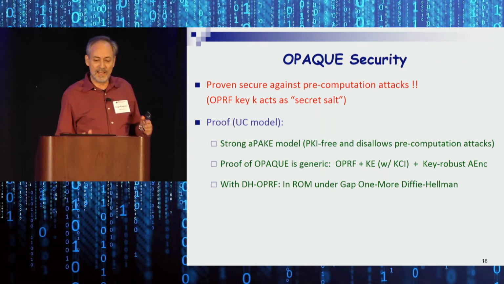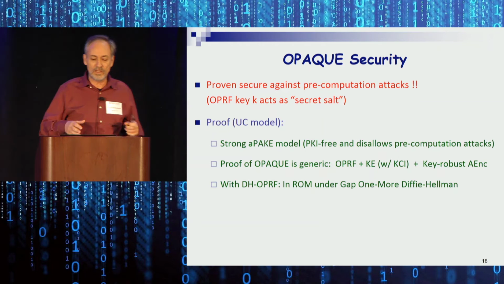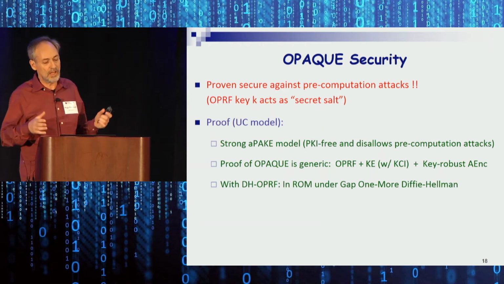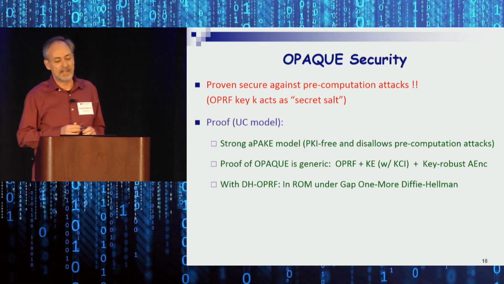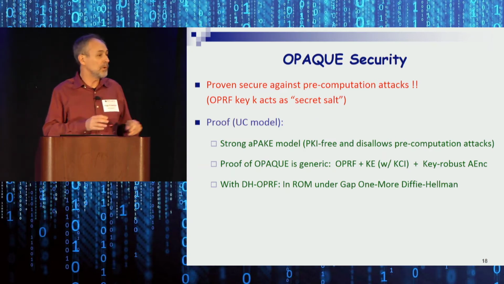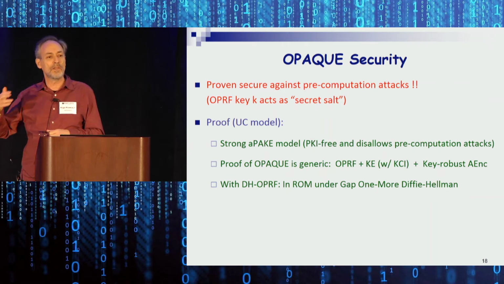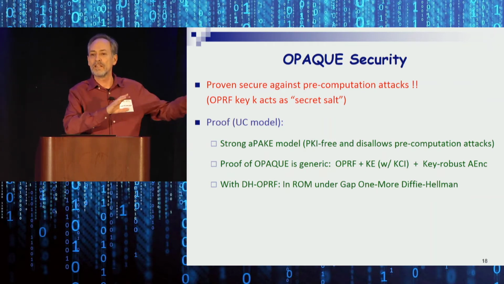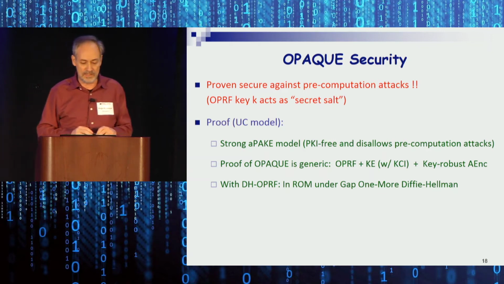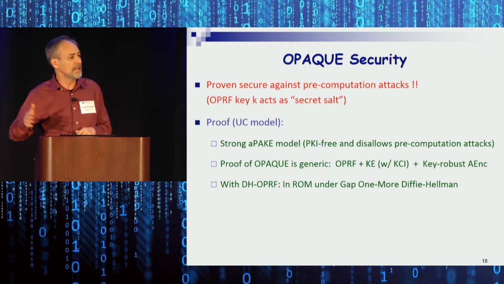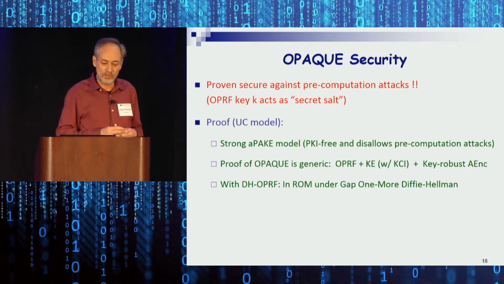About OPAQUE security, well, we proved security in a strong OPAQUE model that ensures all the properties that I discussed before. By the way, I was saying that salting is necessary for these things. There is no salting in the traditional sense, but the OPRF key K functions essentially as a salt. The proof is in a universally composable model in this paper with Tash and Xiao.